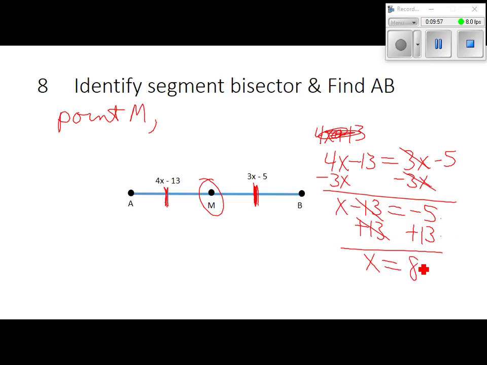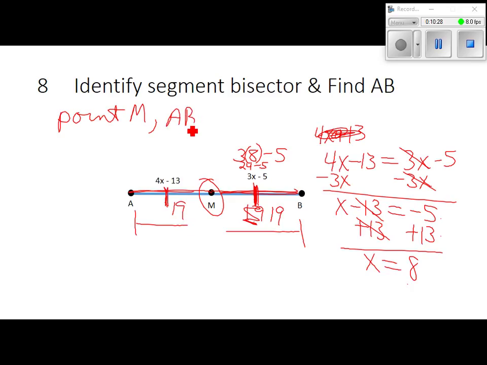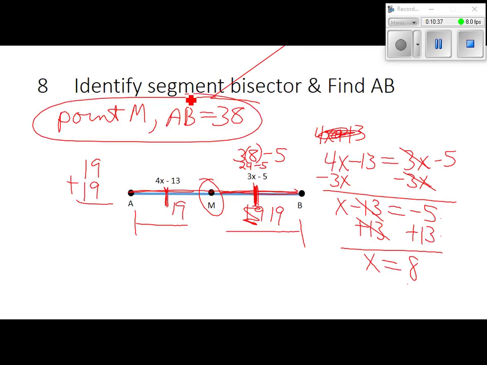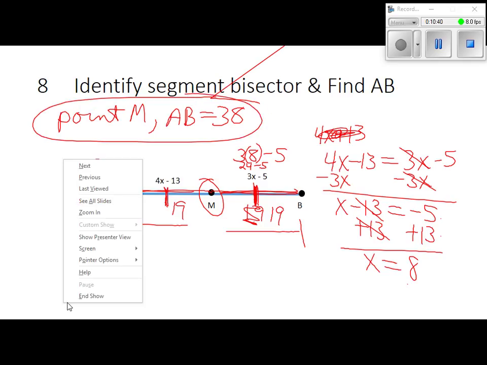That's still not our answer. We want to find the length of segment AB, that whole thing. So all we're going to do is take that 8 and plug it back in here. 3 times 8. Just take out x, put in 8. 3 times 8 is 24. 24 minus 5 is 19. So that segment is 19, not 1.9. That segment from M to B is 19. Well, these two segments had to be the same, so this one over here is 19. So to get the whole segment AB, we add those two together, 19 plus 19, and you end up with 38. That's our answer. Point M and AB equals 38.